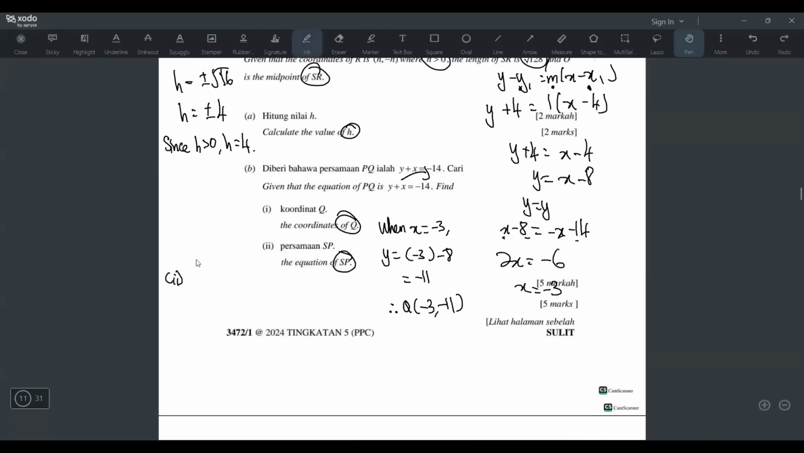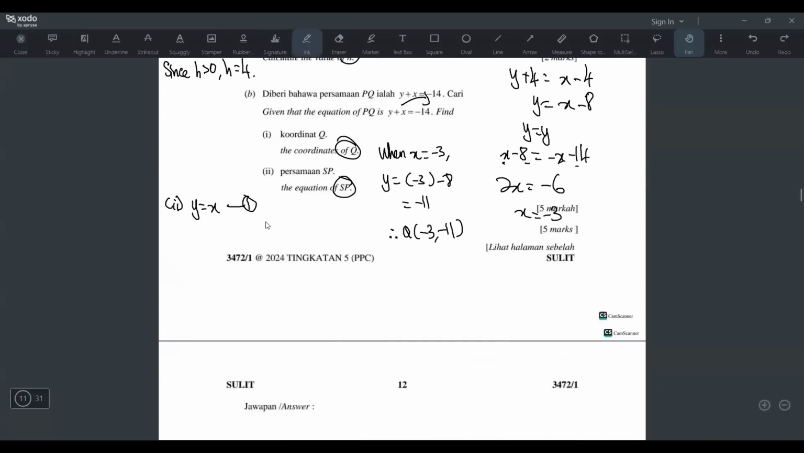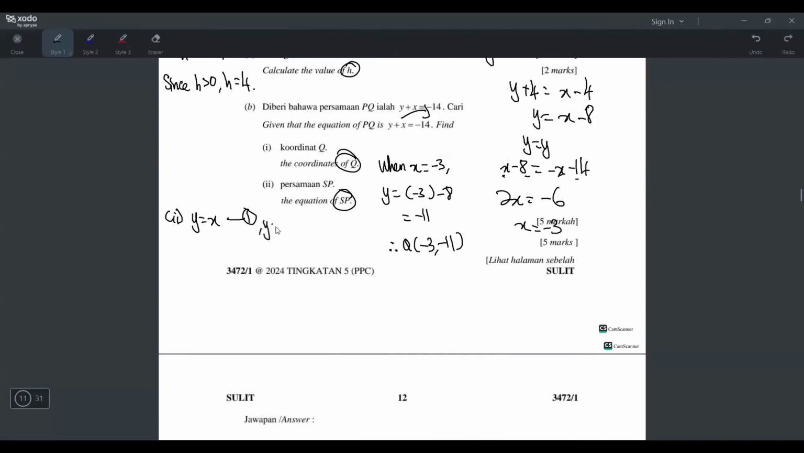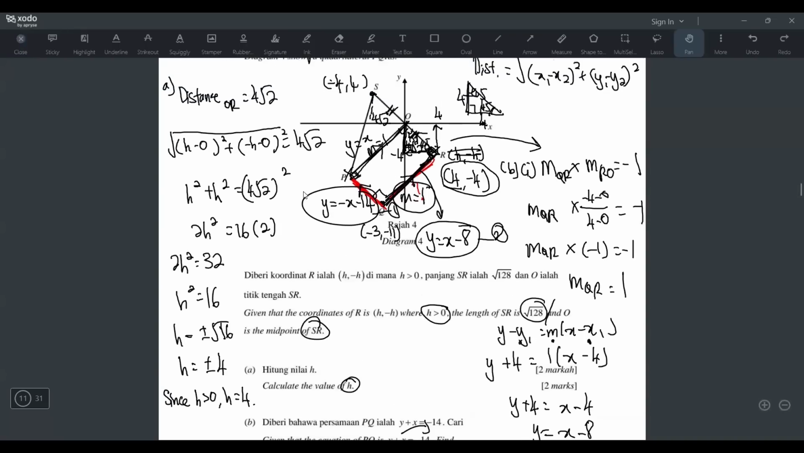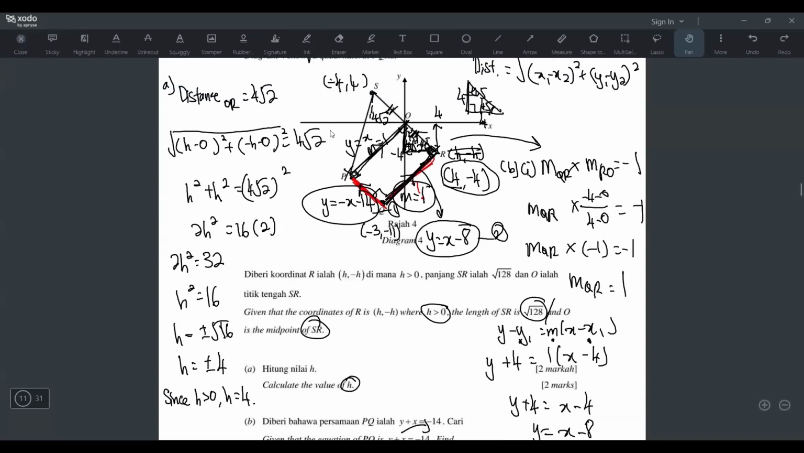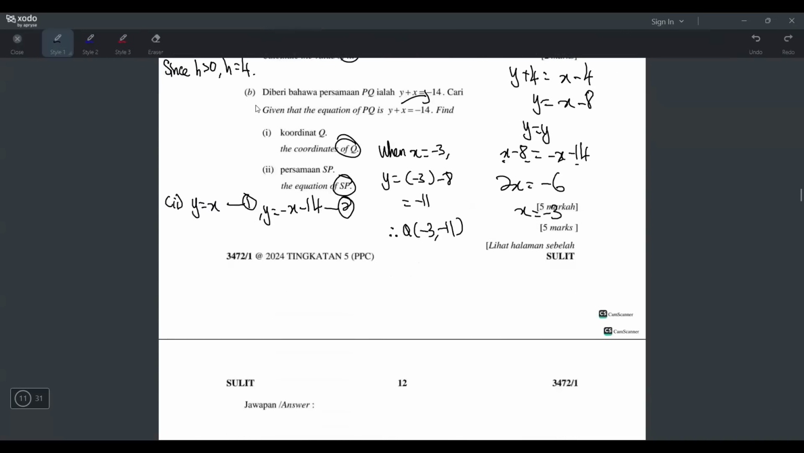So that means I can take the y equals x line, call this equation 1, and then do simultaneous with y equals negative x minus 14, right? And why we do simultaneous? Because we are trying to find point P, which is the intersection point of these two lines. And after I get my point P, later I can take PS two coordinates, find the gradient, and then after getting the gradient, I can find the equation of PS. Yeah, like that.